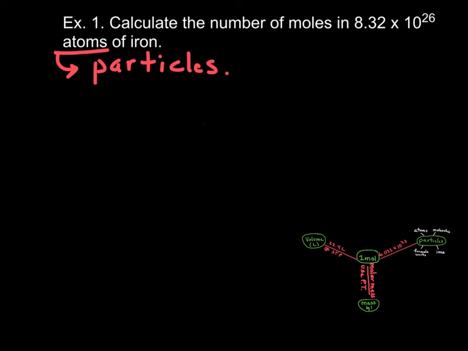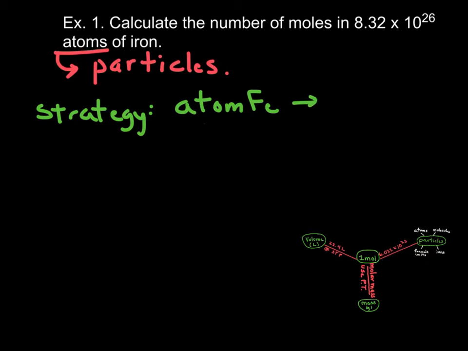Alright, let's see how we go about using the mole map and dimensional analysis in order to figure out how many moles of iron are in 8.32 times 10 to the 26 atoms. We need to have a strategy. So let's pick out a strategy. Okay, our strategy here is to go from atoms of iron to moles of iron.